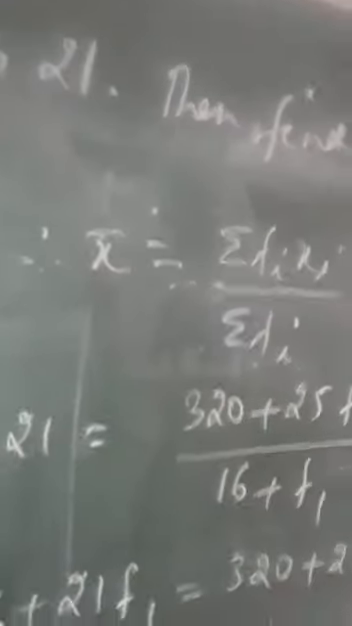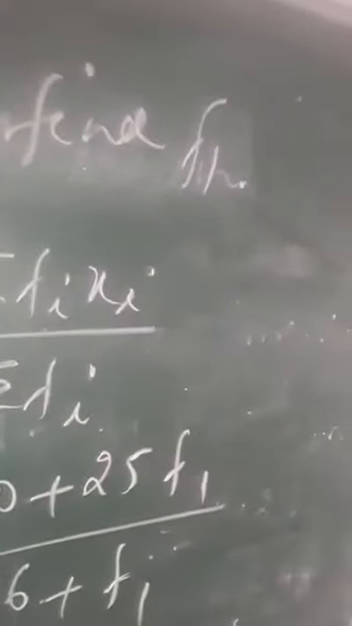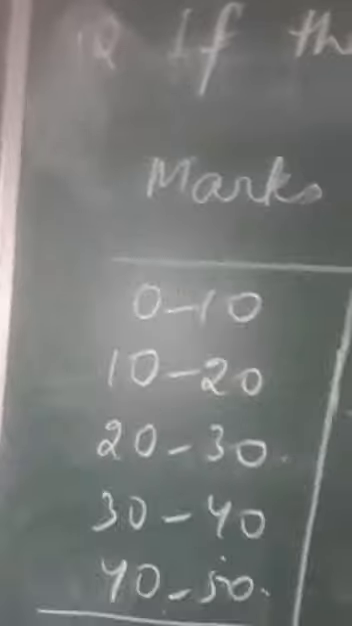Here the question is that if the mean of the given data is 21, then you have to find F1, that is, the unknown frequency. The mean is given as 21 and you have to find the unknown frequency. Now, what are the things given to us?